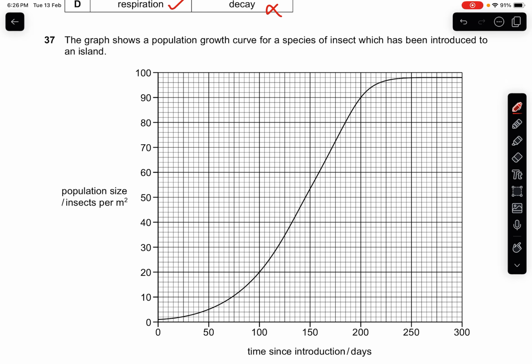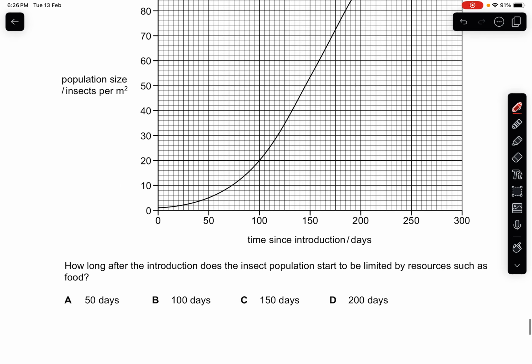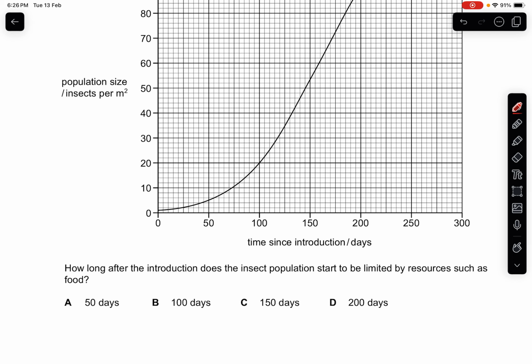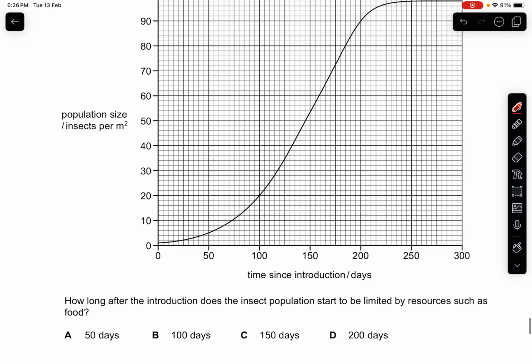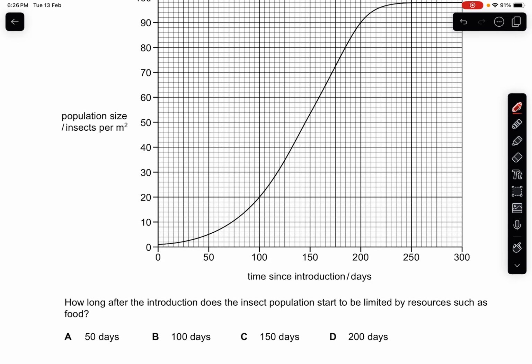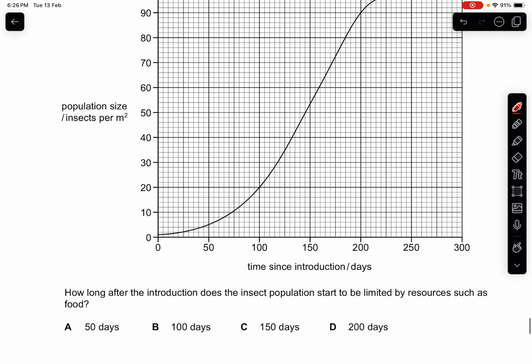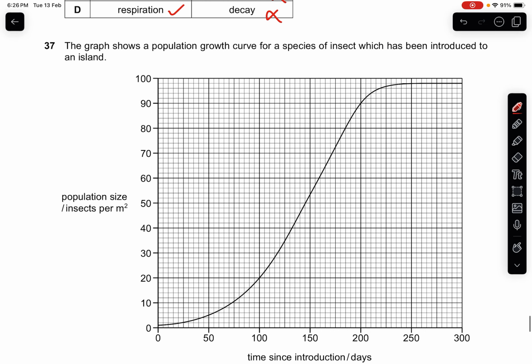The graph shows a population growth curve for a species of insect which has been introduced to an island. This is question 37. How long after the introduction does the insect population start to be limited by resources such as food? So this is more of a lag and the log phase that has occurred, but then what happens is that it starts to reach the stationary phase.